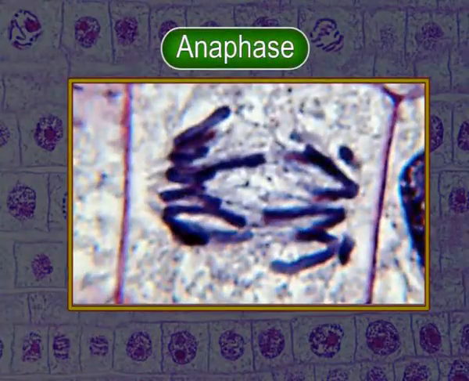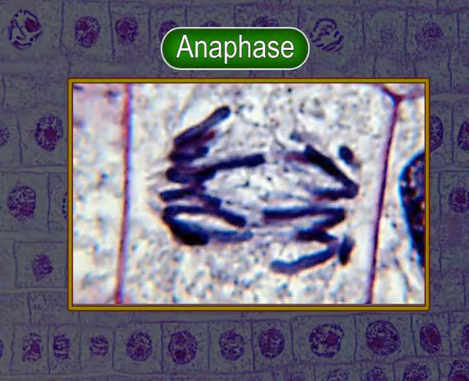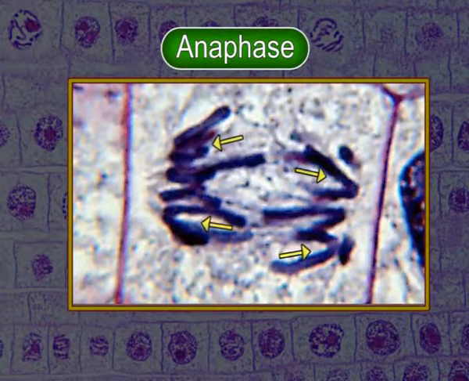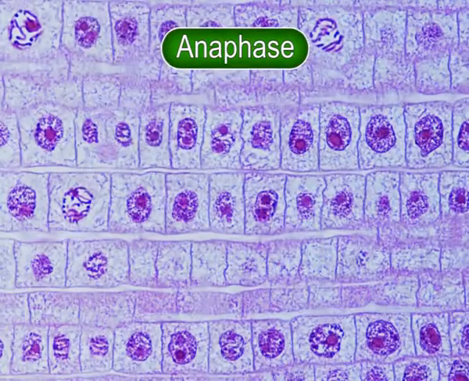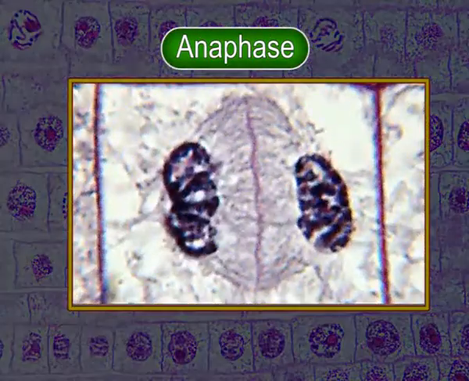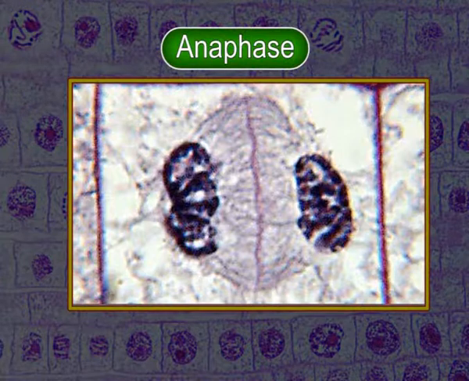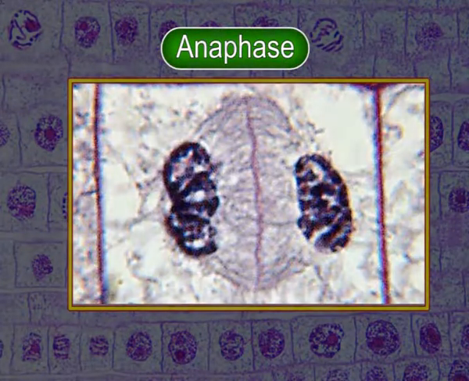This is the anaphase stage of mitosis. The two sister chromatids of each chromosome have separated. Their tendency is to go towards the poles. This is the late anaphase stage where chromosomes have almost reached the opposite poles.